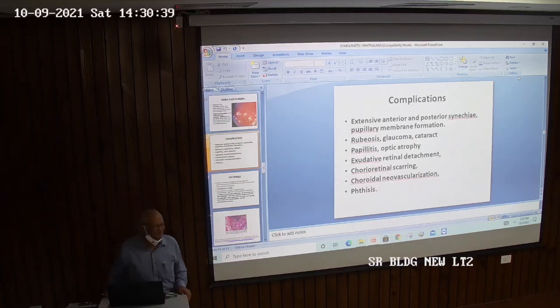Why does phthisis bulbi occur in the last stage? What is phthisis? Which eye will you call phthisical? There are two terms: the atrophic eye and the phthisical eye. In an atrophic eye, structures can still be identified, but tension is very low, there is no vision, and the eye is small. But the phthisical eye is going to disintegrate.